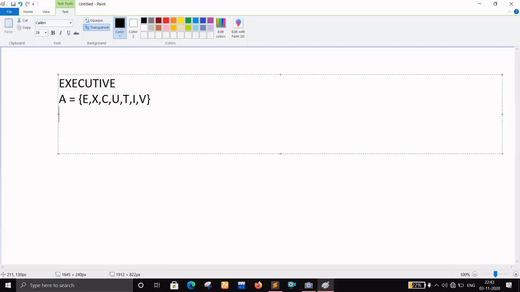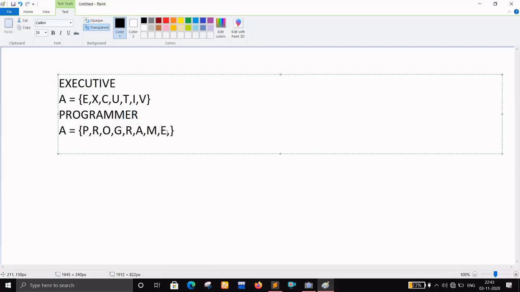Let me think about what. Okay, well, let's take programmer. So programmer, right? What is the set of alphabets used inside this word? So A equals, A is again a set, and the elements are P, R, O, G, R, A, M. But do not take M again, because M is already here. So don't take the next M. E. And again, this is R, so do not take R.